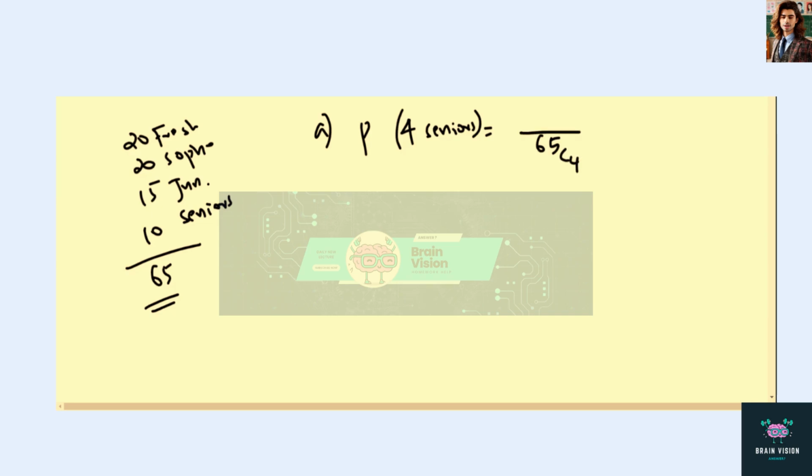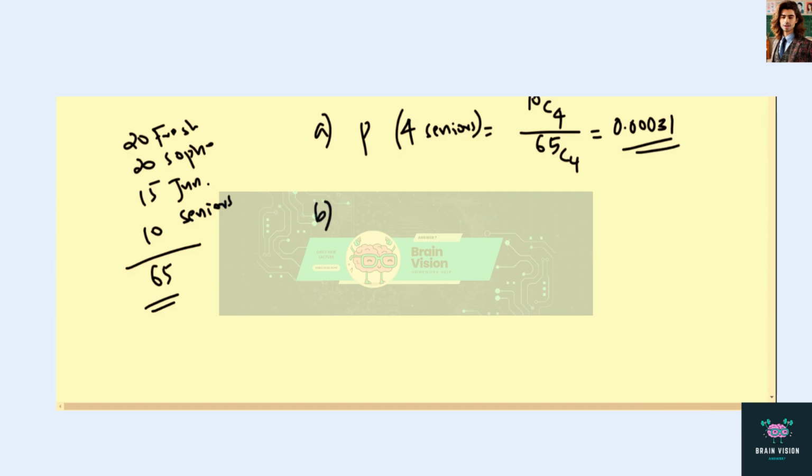Now the favorable case is that you are selecting 4 seniors. There are 10 seniors, and from there you select 4 seniors. So the favorable case will be 10C4. Now we can reduce this and we get 0.00031. This will be the required probability.